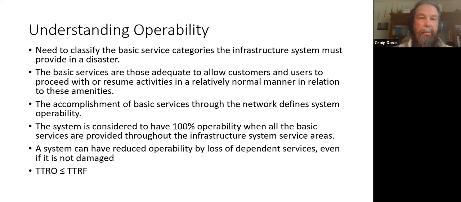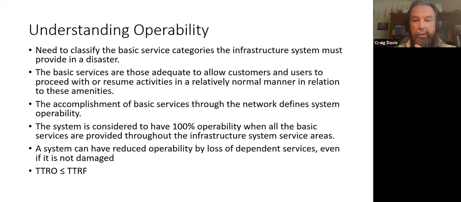To understand operability, we need to classify the basic service categories the infrastructure system must provide in a disaster. The basic services are those adequate to allow customers and users to proceed with or resume activities in a relatively normal manner in relation to those amenities. The accomplishment of basic services through the network defines system operability. I'll show you some diagrams of this.